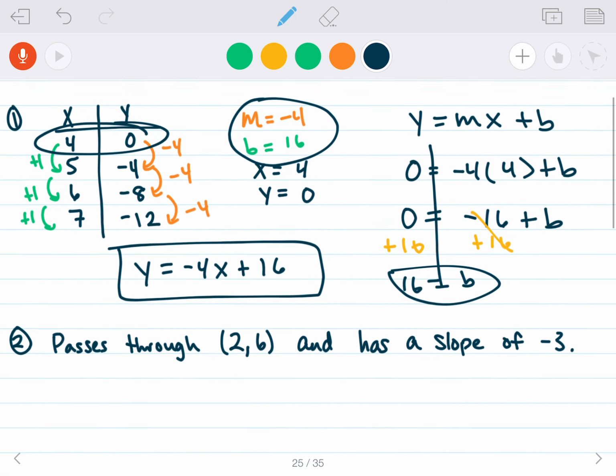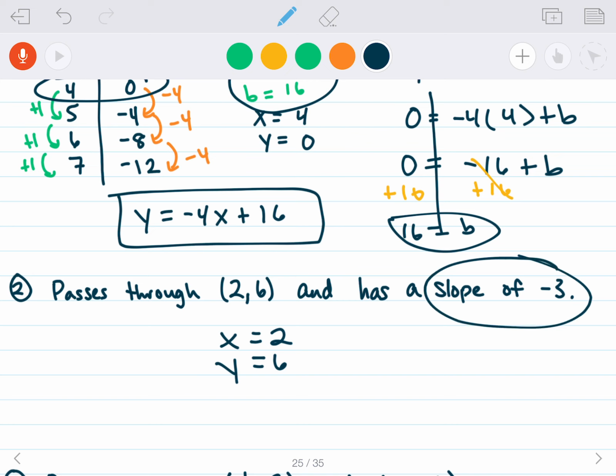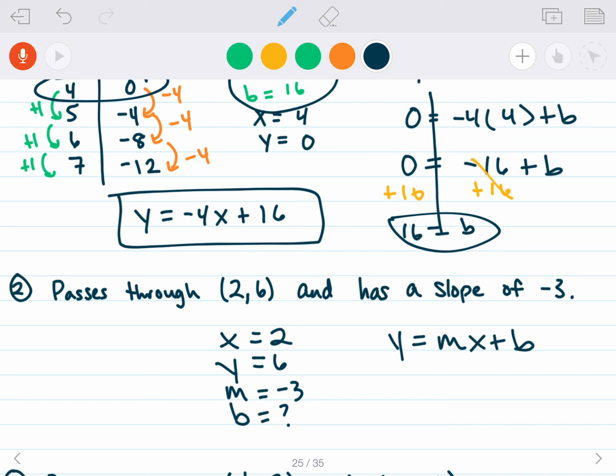Okay, let's try the next one. So this line passes through this point and has a slope of negative 3. So this point is an x comma y. It's an input comma output. So we know from this clue that x is 2 and y is 6. We also know that the slope is m, so m is negative 3. And again, we're trying to figure out what b is. So y equals mx plus b is our basic form.